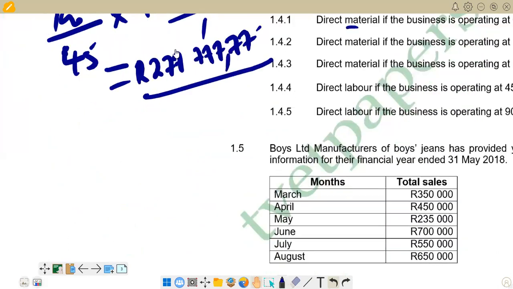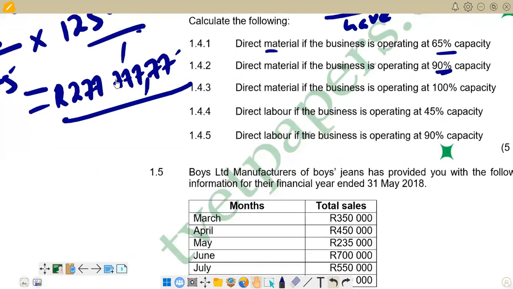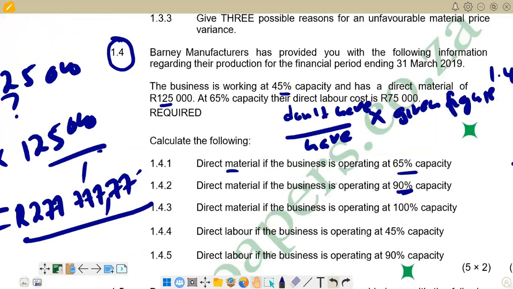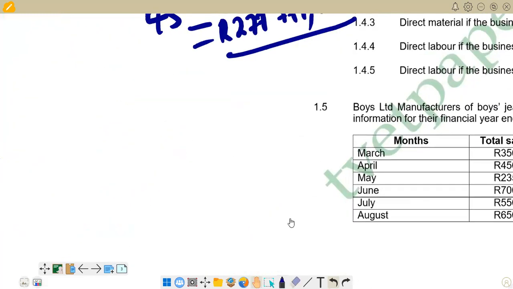Then we go to the next one, 1.4.4 now. This was 100%, 1.4.3. So we are now on 1.4.4. It says direct labor if the business is operating at 45%. So on direct labor, we have a different scenario. For direct labor, we are saying we are having 65% capacity and their direct labor cost is 75,000. So we're going to say 65% is equal to 75,000 rands. So what about 45%?